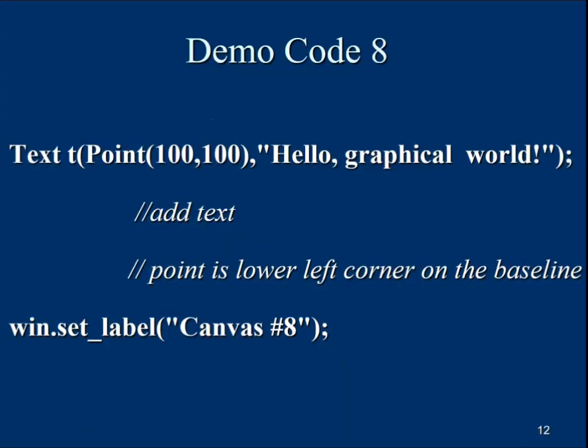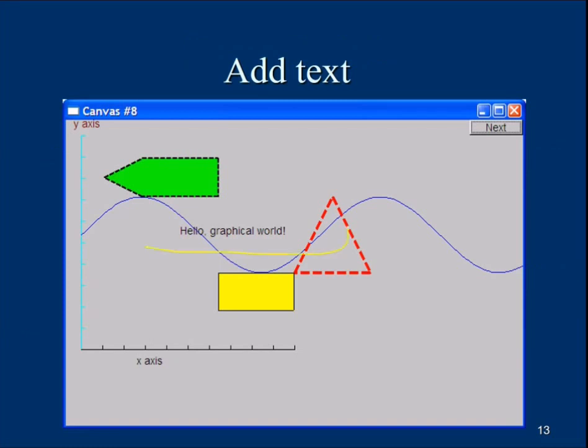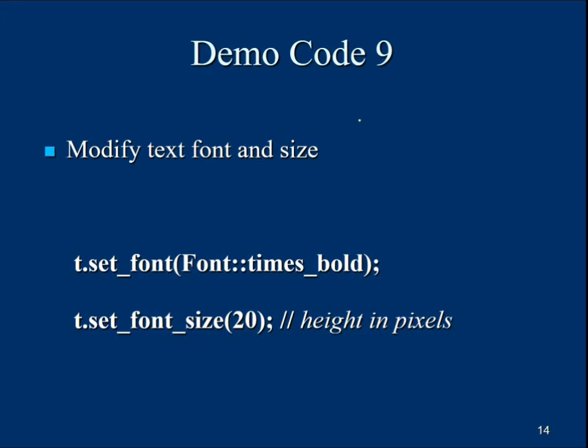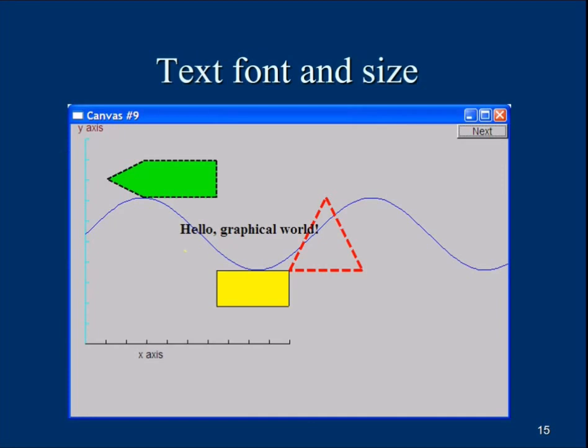Then we have this text. We want to add text also, like "Hello graphical world", and the point is the lower left corner on the baseline. We set the label to canvas number 8, and here we have "Hello graphical world" as the text, or you can say an annotation. Then we want to modify the text font and size. We set the font to bold and the size to 20, height in pixels. So we have increased the size now.